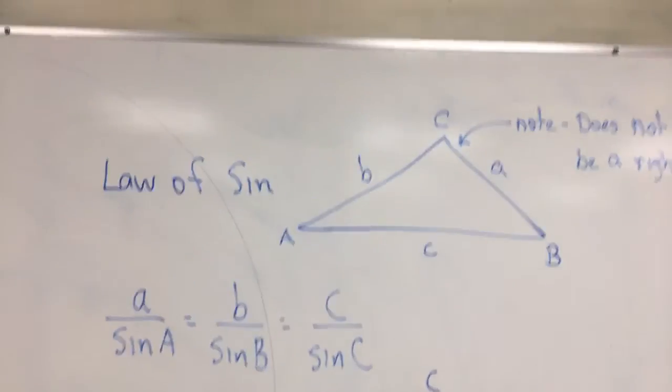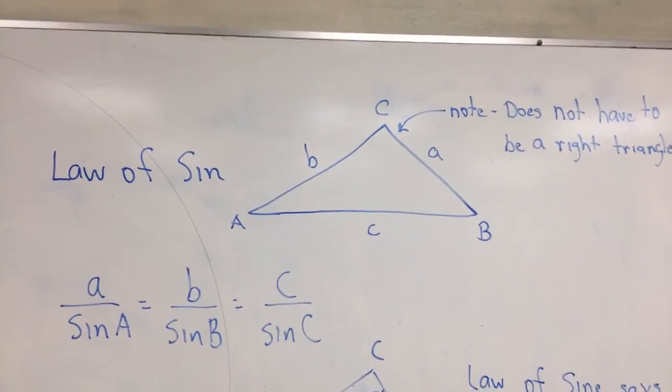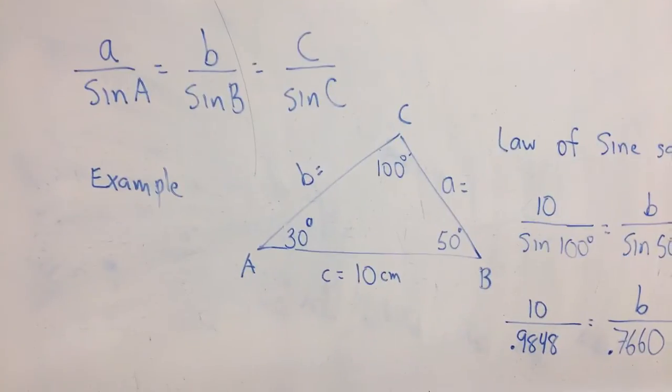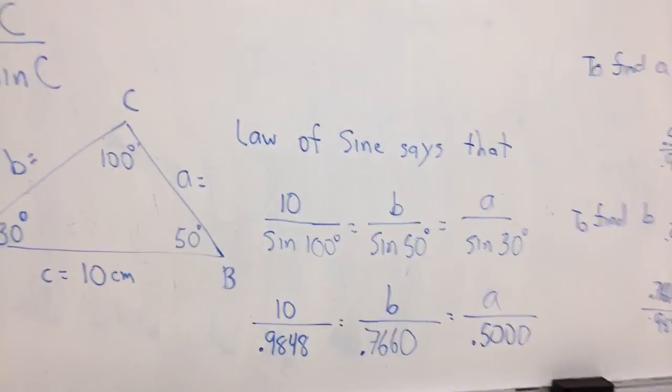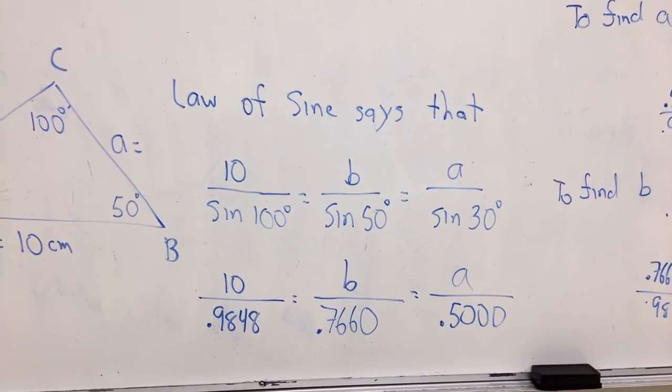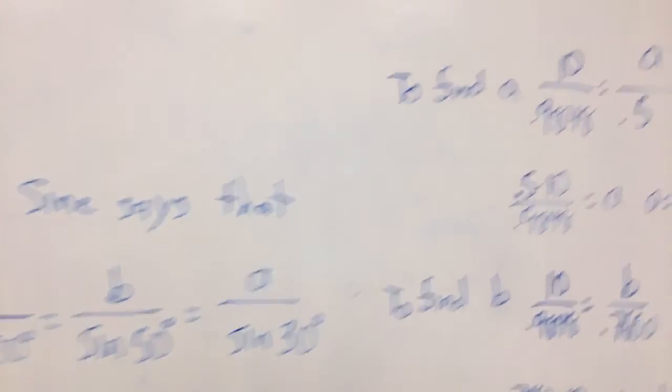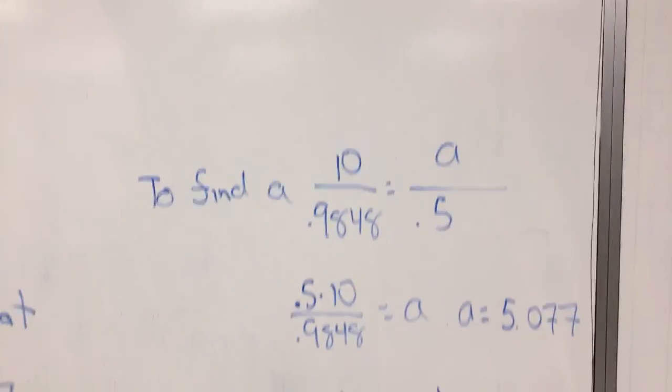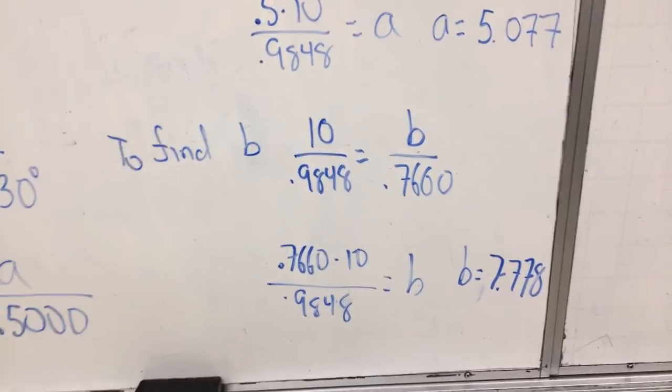And we will practice that some more, but that's basically what it comes down to. That's an example. Those are the numbers plugged in to find both A and B. And then here's to find A, and there's to find B. All right.